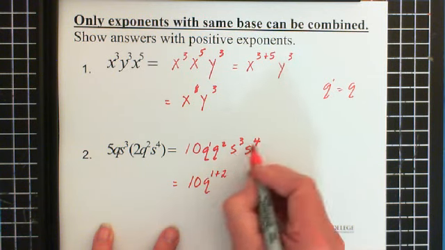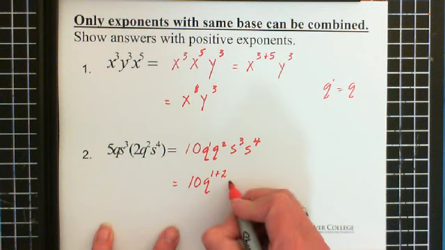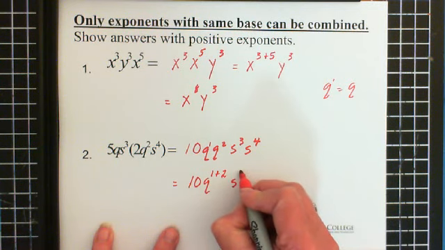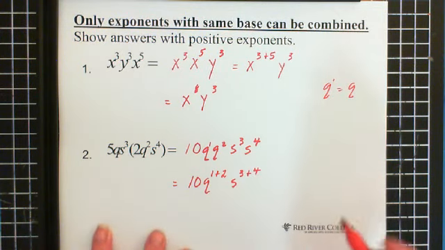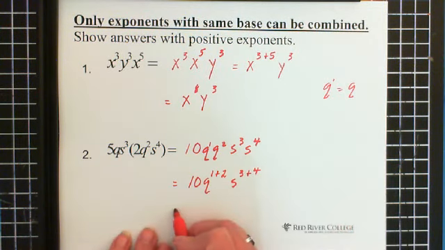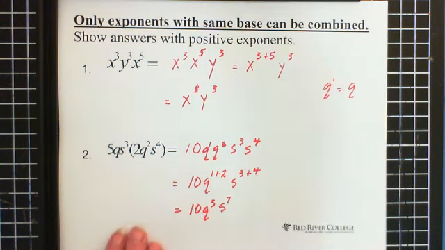And we add the exponents for these two powers that have the base of s. So then it's s to the 3 plus 4. And then rewriting that, we have 10 q, 1 plus 2 is 3, s, 3 plus 4 is 7. And that is your answer.